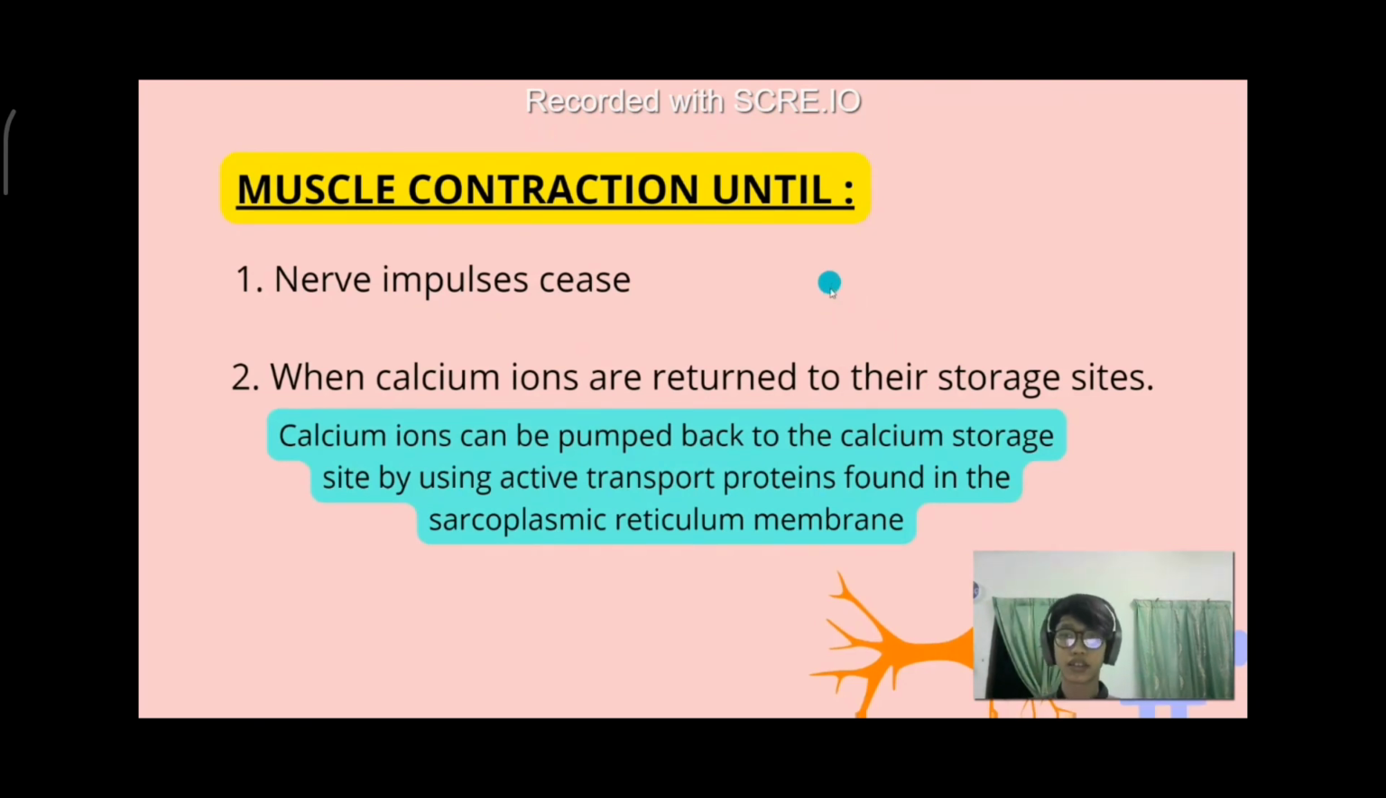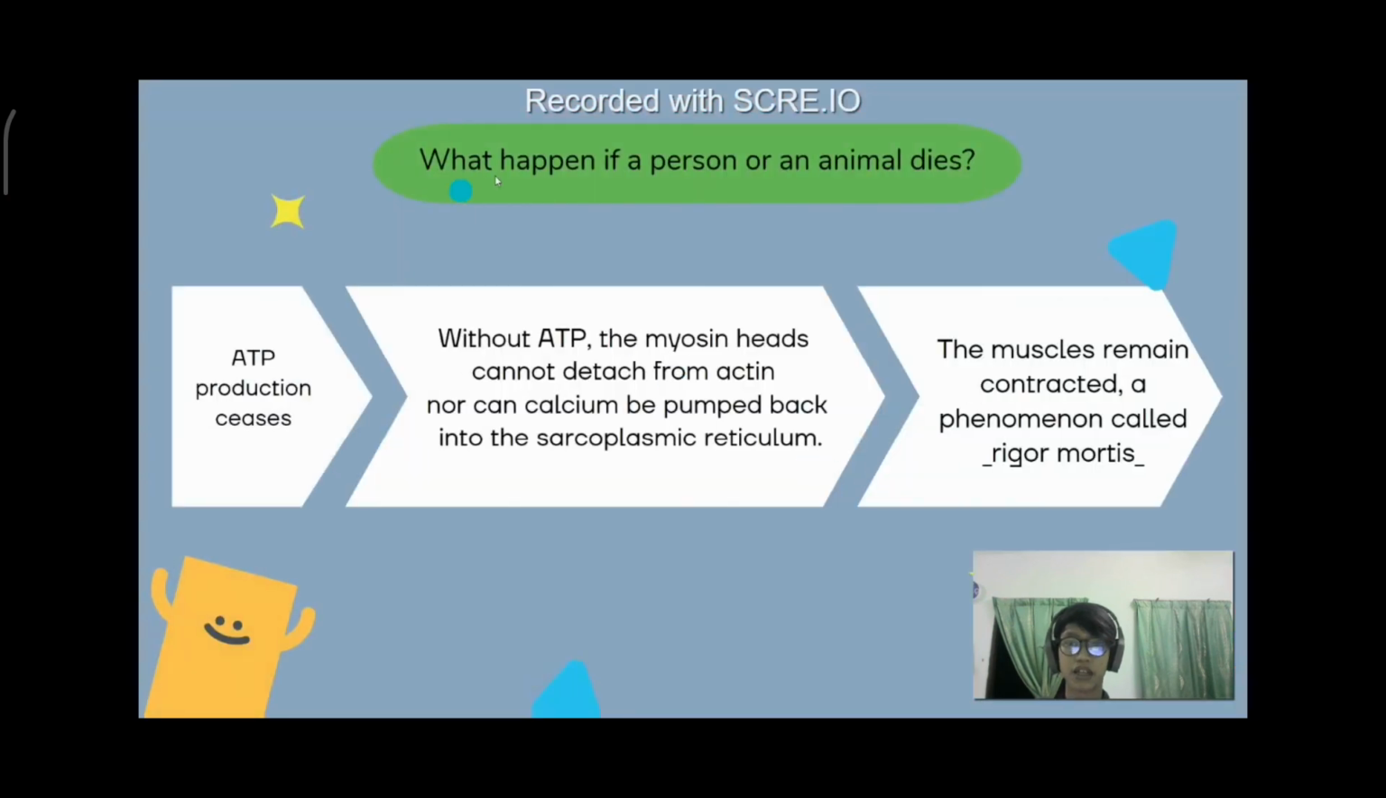Next, there are two factors that make the muscle contraction stop. The first one is when the nerve impulse ceases, and the second is when the calcium ions are returned to their storage site. Calcium ions can be pumped back to the calcium storage site by using active transport proteins found in the sarcoplasmic reticulum membrane.